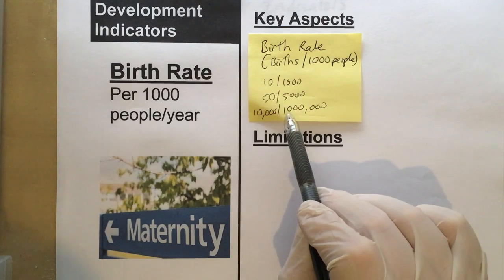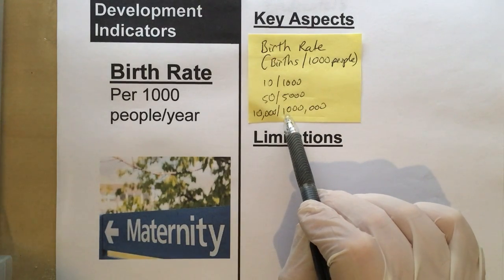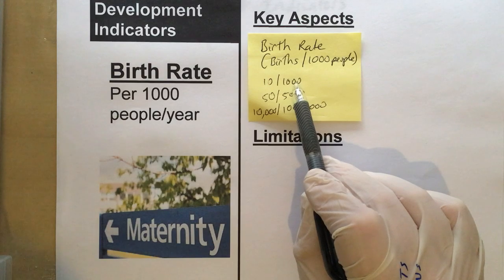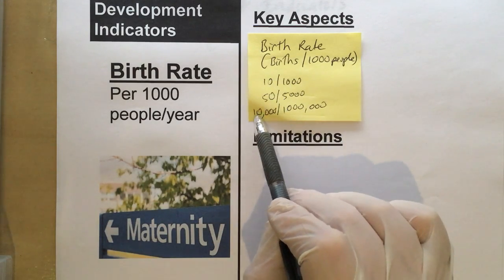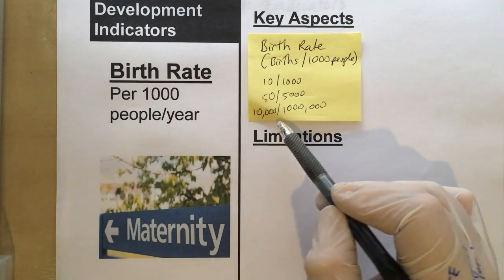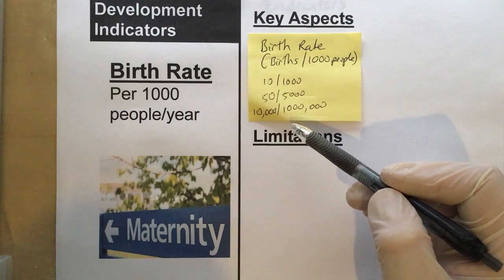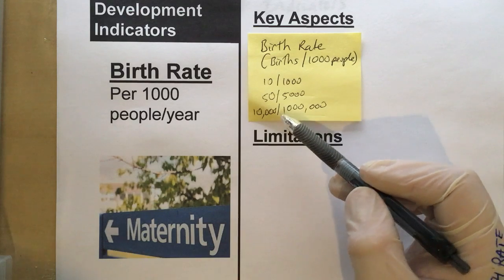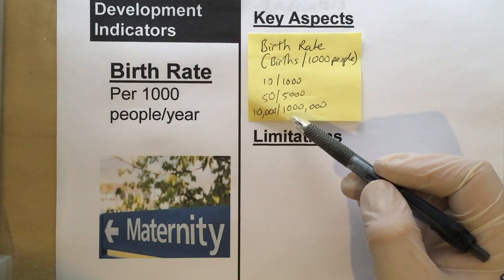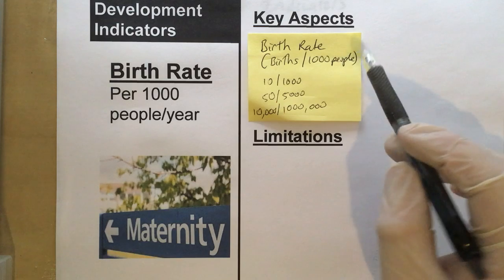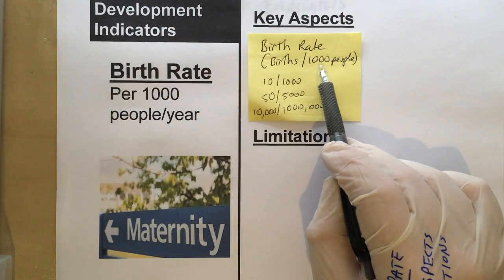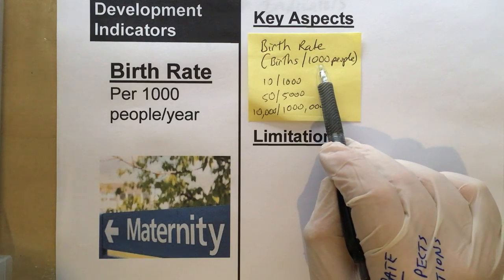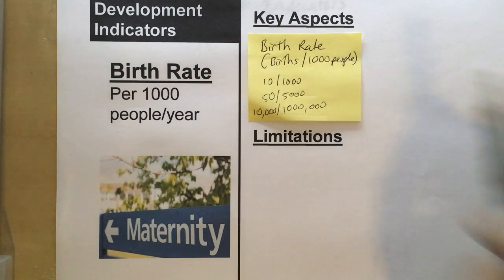Let's say there are 1 million people in the country, which is 1,000 lots of 1,000. So multiply that by 1,000 and we have 10,000. So you keep multiplying up, and if you want to find out the real birth rate in your country, keep multiplying up till you get to the population in your country. So it's the number of births for every 1,000 people, and it's per 1,000 people, so it's easily comparable between different countries. So that's the birth rate.